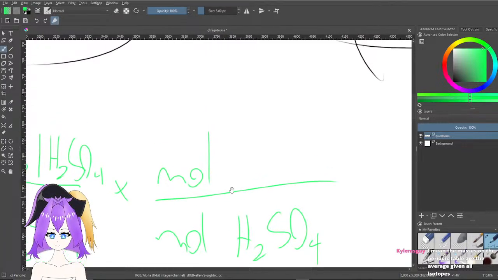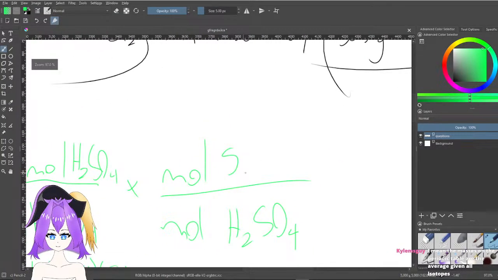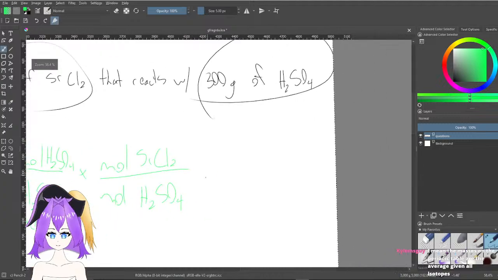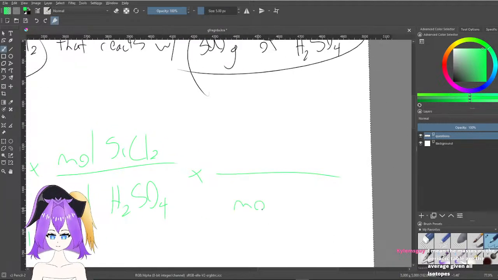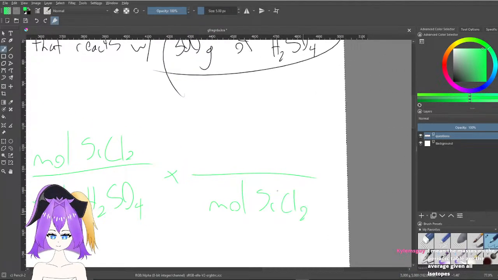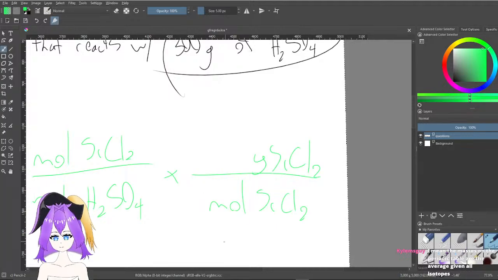Moles. Where am I going? Strontium chloride, yeah. Times, and then we go moles SrCl2, and then grams of SrCl2, like molar mass.